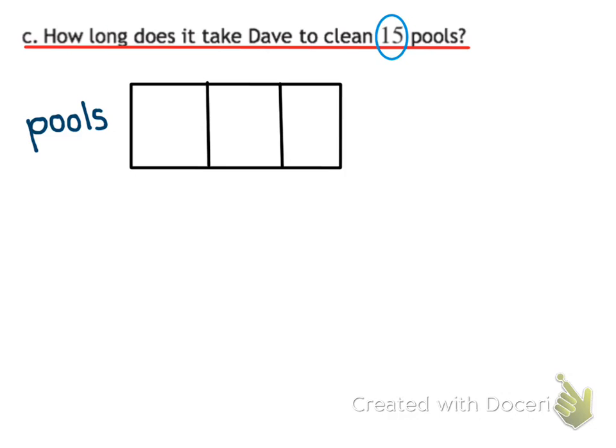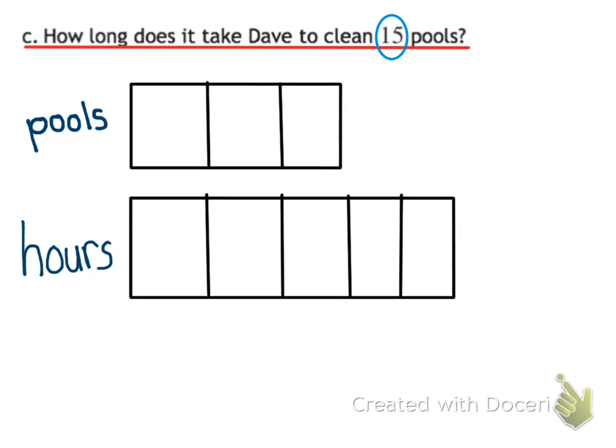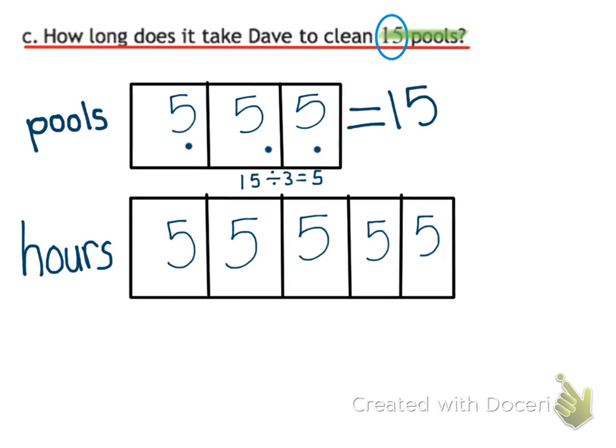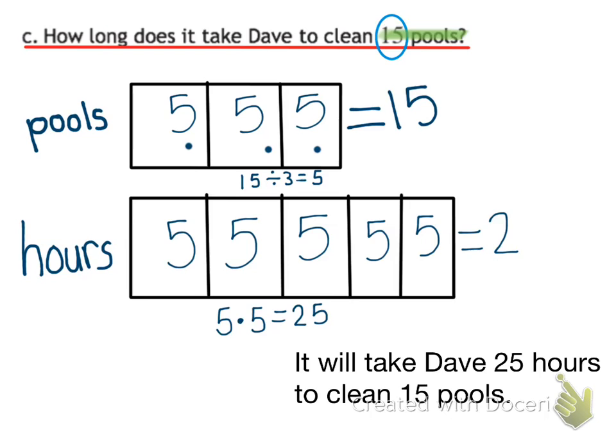Again, I'm using the tape diagram, starting with the basic. The ratio is 3 to 5. I know that my pools equals 15, and there are 3 equal parts, so 15 divided by 3 is 5. That means each unit has a value of 5. And now I have enough information to answer how many hours it took. There are 5 units times 5. You get 25. So it would take Dave 25 hours to clean 15 pools.